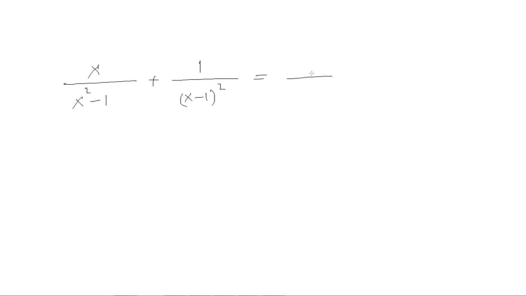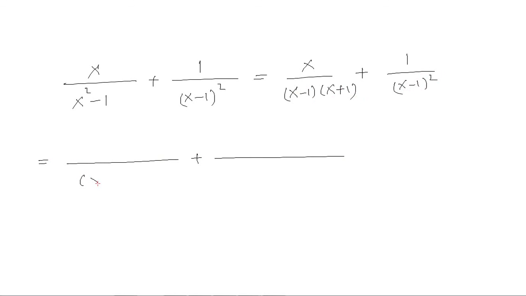So my first step would be to factor this completely. This gives me x minus 1, x plus 1, plus 1 over, this is already factored, it's x minus 1 to the power of 2. Okay, now what is the least common denominator between this denominator and this one here? So I have a factor of x minus 1. I also have a factor of x plus 1. So definitely my least common denominator must have both factors, x minus 1 and x plus 1.